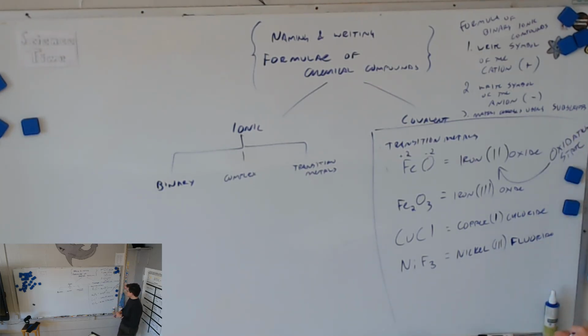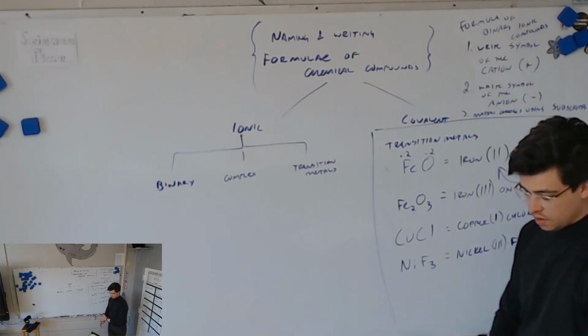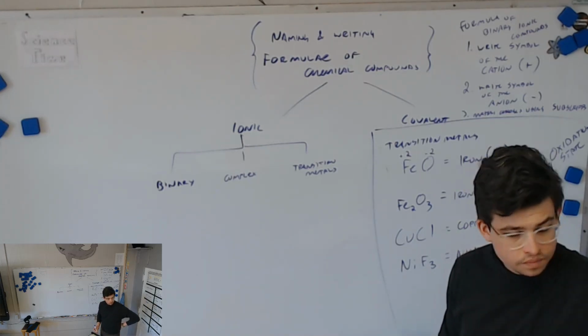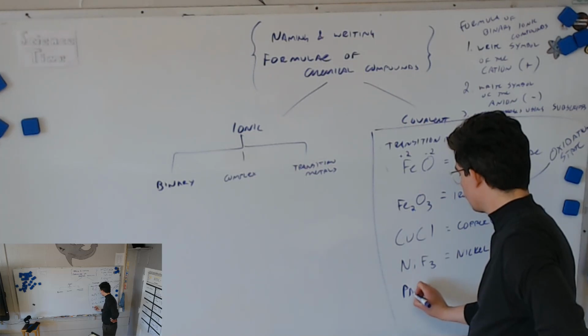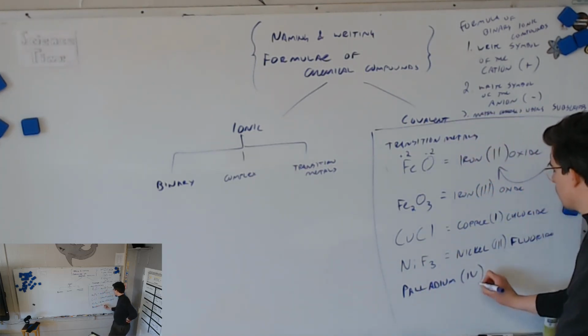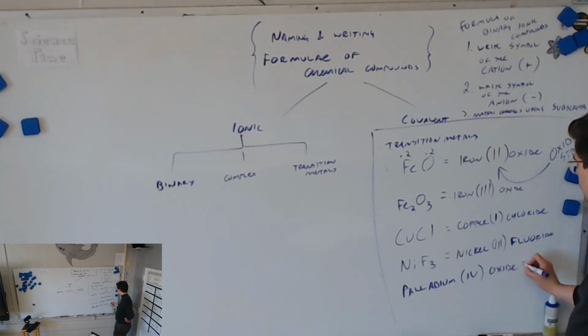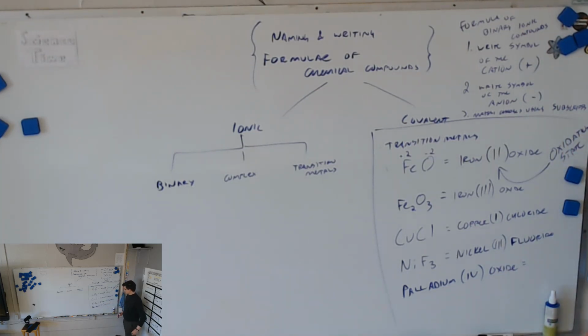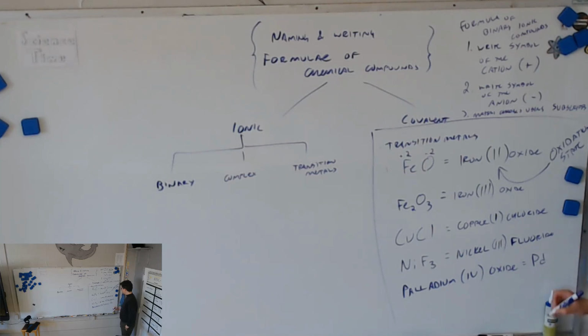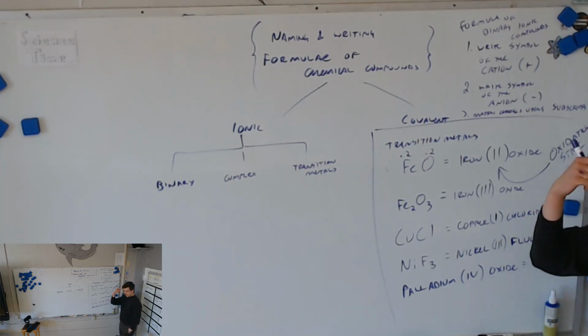Let's do the converse of this. Let me give you one and you have to write the formula of it. Let's say palladium 4 oxide. What's first? Well, first we need to find what palladium is. I know it's Pd, so I'm going to write Pd. And then I just put a subscript 4, right? No. Yell at yourself in your brain, pretend I'm yelling at you.